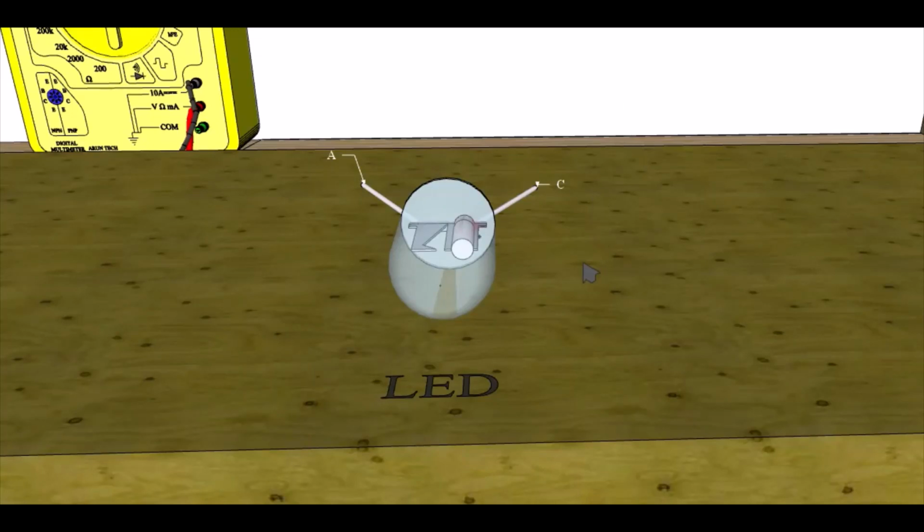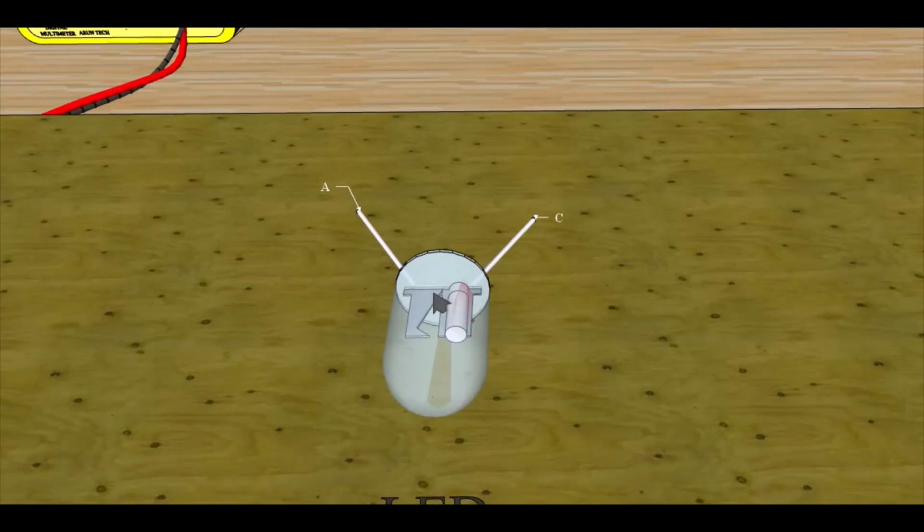Hello students, now we will move on to LED, light emitting diode. Light emitting diode is also made up of p-type and n-type semiconductor. It has two terminals, anode and cathode. Anode is the terminal to p-type and cathode is the terminal to n-type.